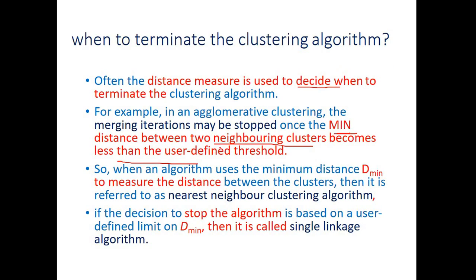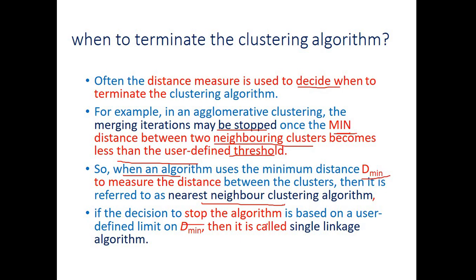When the minimum distance between two neighboring clusters becomes less than the user-defined threshold, the agglomerative clustering will stop the iterations for merging. If the algorithm uses the minimum distance d minimum to measure the distance between two clusters, then it is referred to as the nearest neighbor clustering algorithm.